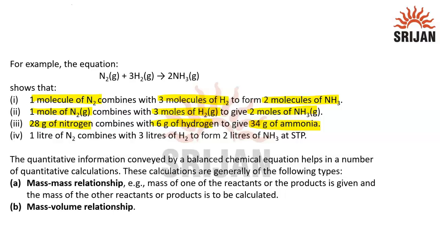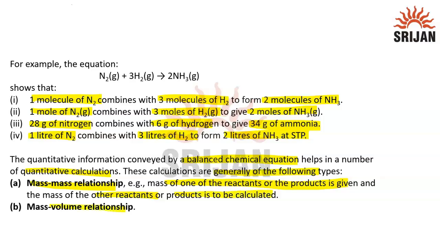Also, we can write in terms of volume, if the reactants and products both are in gaseous form, that 1 liter of nitrogen combines with 3 liters of hydrogen to form 2 liters of ammonia at STP, that is standard temperature and pressure condition. The quantitative information conveyed by a balanced chemical reaction helps in a number of quantitative calculations. These calculations are of the following type. The first one is mass-mass relationship. For example, mass of one of the reactants or the products is given and the mass of the other reactants or products has to be calculated.